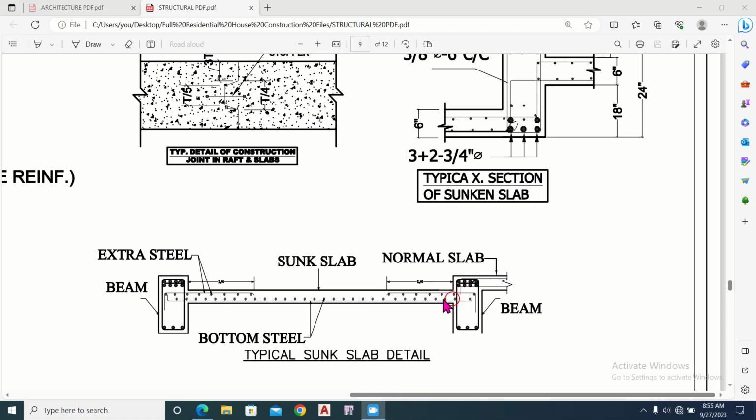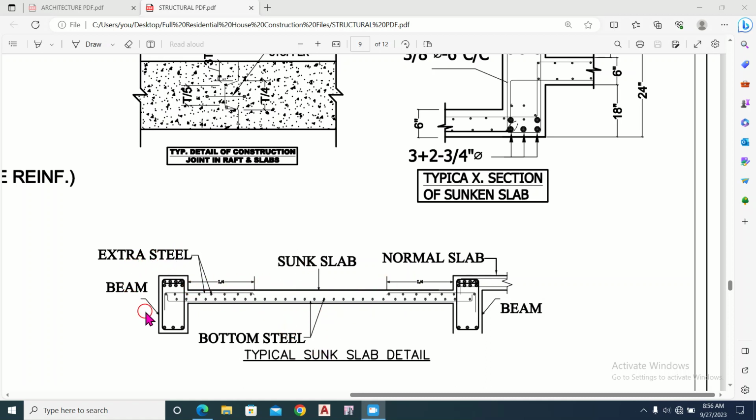This is the beam on the right side, and this is the beam on the left side of the sunk slab, and this is the normal slab which continues in this direction. From here to here is L by 4, where L is the length from this face of the beam to this face of the beam. From the face of the beam up to L by 4, we have to provide the negative reinforcement at the top, to counter the negative bending moment which is produced here at the supports.